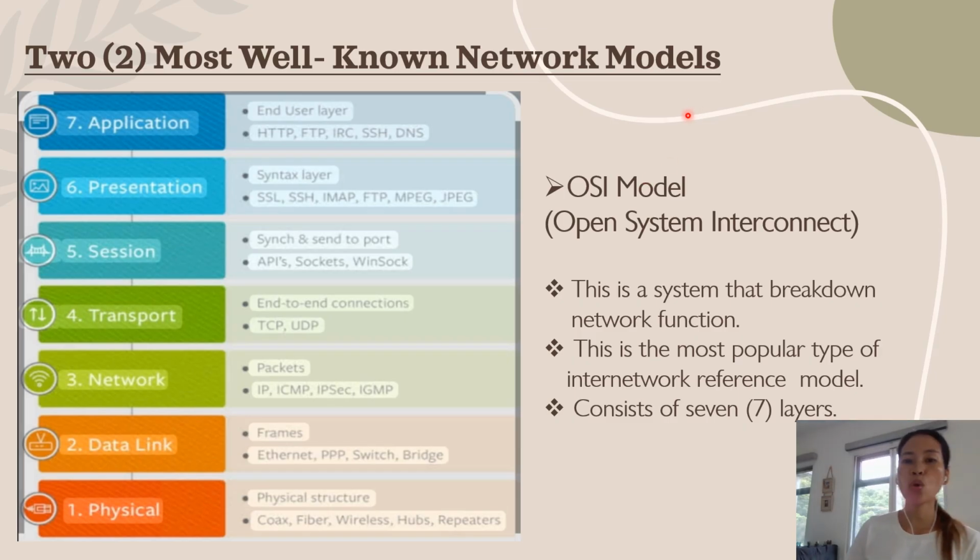So these are the two most well-known network models. The first one is the OSI model, or the Open System Interconnection. This is a system that breaks down network function. This is the most popular type of internetwork reference model, and it consists of 7 layers. As you can see, we have 7 layers here, starting from physical layer, data link layer, network layer, transport layer, session layer, presentation layer, and the application layer.